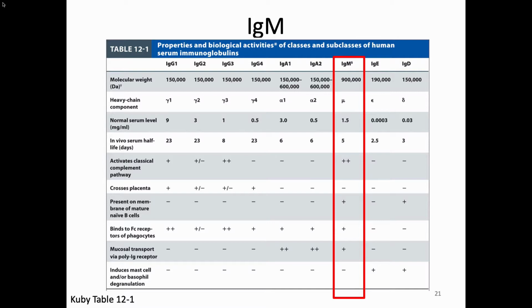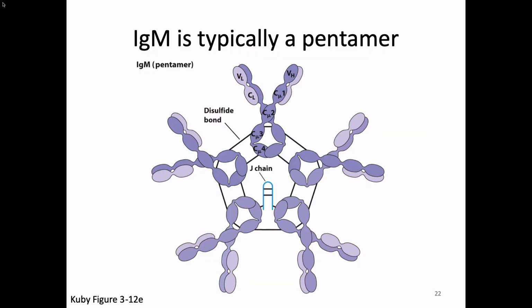You can also see, if we look at, say, serum level, it's sort of in the middle. If you look at half-life, it's sort of in the middle. The one place where it's really special is molecular weight. The reason why IgM is special is because IgM is generally found as a pentamer.